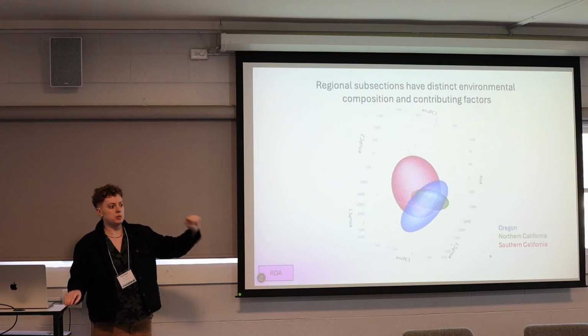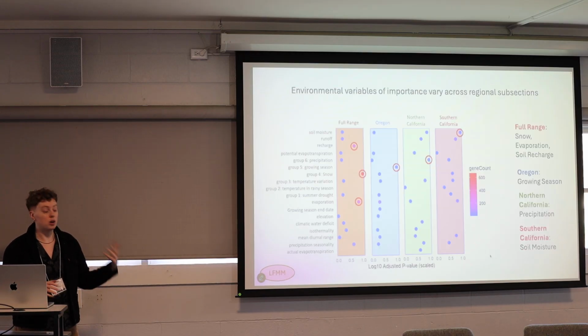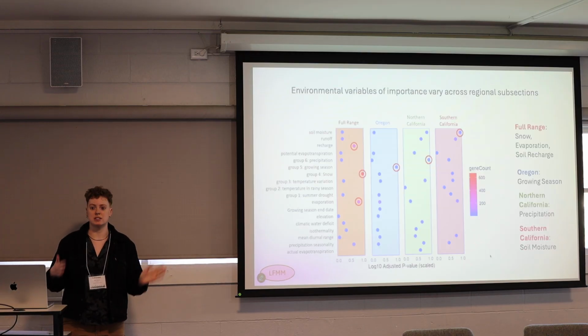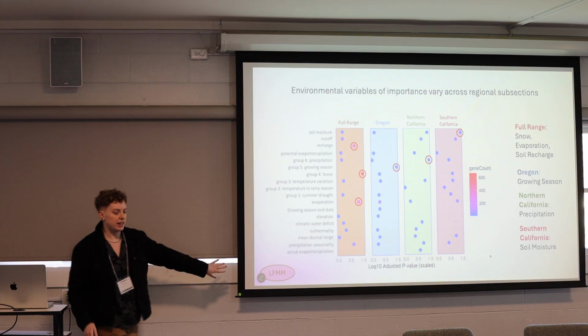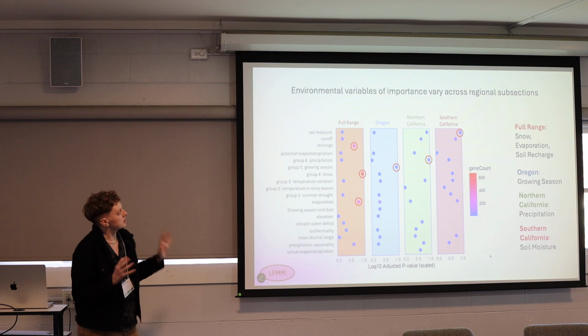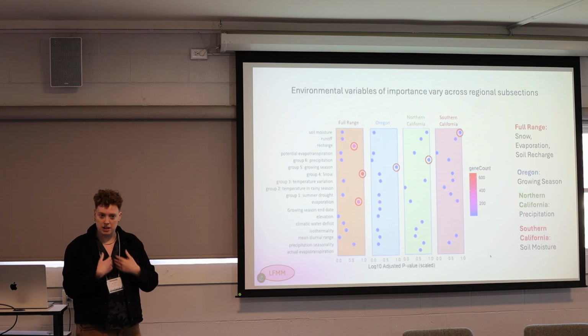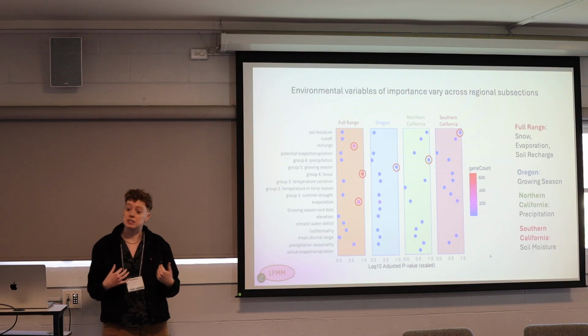But this tells us not only do we see genetic clusters, but they tend to be environmentally distinct, and then also end up resulting in different selective pressures. So this is our LFMM data. This is letting us look at each individual variable. What's exciting about this method is it gives you estimations, at least on our side, of what variables might be most important in these regions.